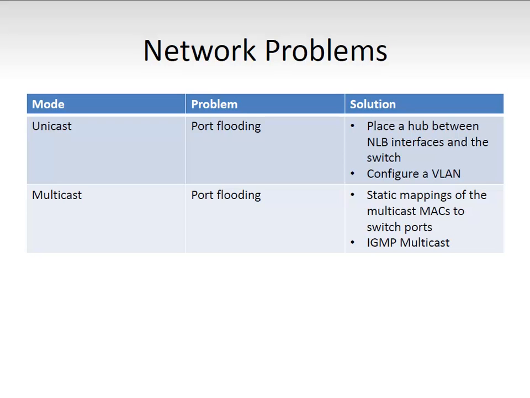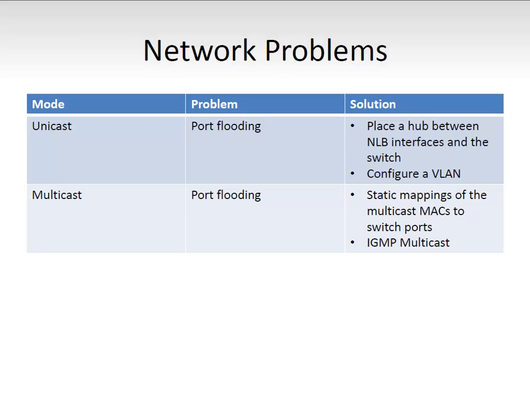In unicast mode, all of the servers that are members of the NLB cluster share the same virtual MAC address for their network load balancing interfaces. Because the network switches can't associate a single MAC address with multiple switch ports, they send the traffic to that MAC address out all of the switch ports, in effect flooding every port on the switch with that traffic.